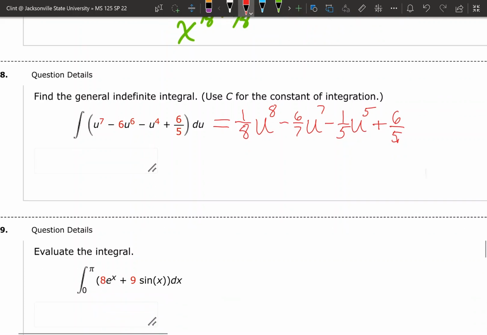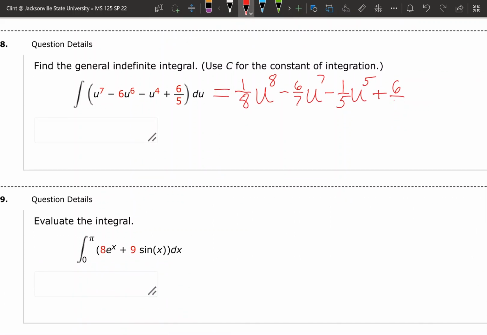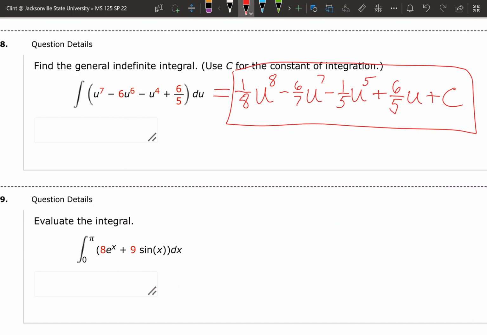Whoa. That part of my screen, let's see. Computer's kind of hot, so maybe acting up a little bit here.